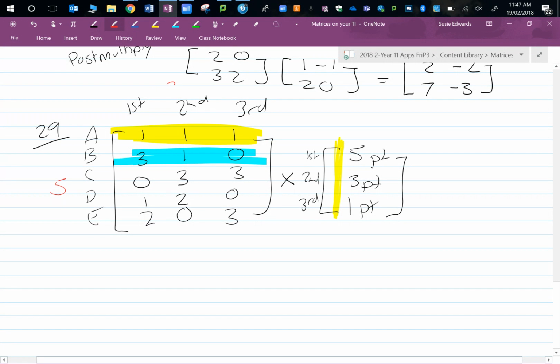okay, this is a 5 by 3 matrix. This is a 3 by 1 matrix. What sort of answer are we going to end up with? A 5 by 1, which makes sense because there's 5 schools and we want to get the number of points for each school.